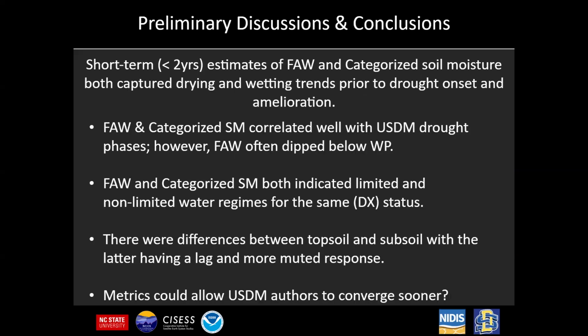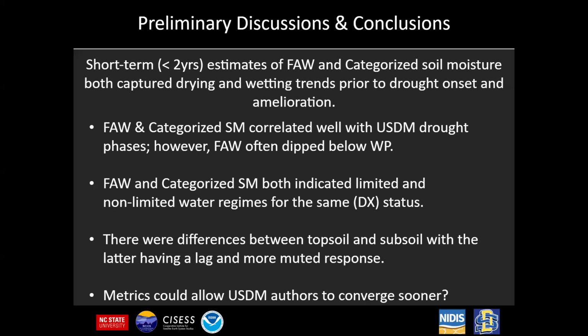Okay, so to summarize, I kind of threw a lot at you. We were able to put some products together with less than 2 years of data and actually correlate well with the drought monitor, although we did see differences. We saw that the soil moisture dried down before onset. We also saw recovery in the soil moisture before the drought monitor ameliorated. So the soil moisture is kind of a leading indicator of the drought monitor, if you want to look at it that way.